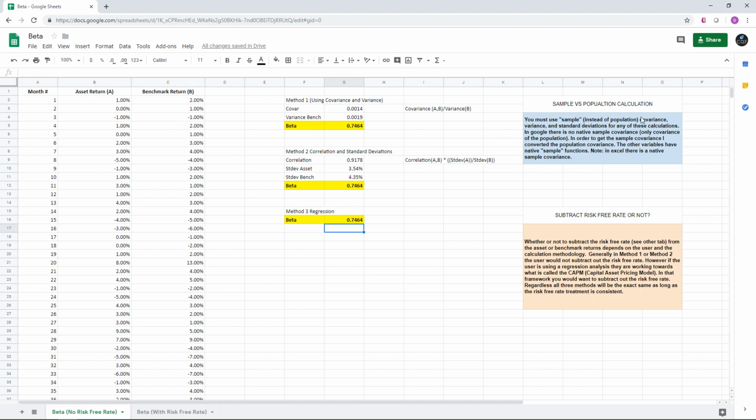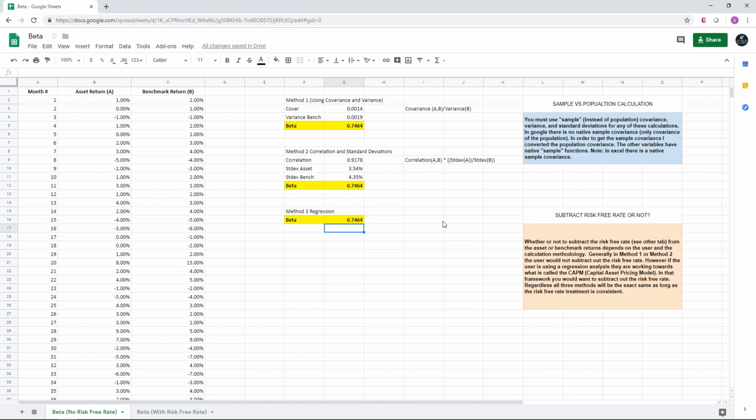Now, I put a little box here about sample versus population. That's well beyond the scope of this video, but in order to get all three methodologies to be the same, you need to use sample covariance, sample variance, and sample standard deviations, not population. Honestly, that's what I use all the time anyways for beta calculations. I believe that would be best practice.